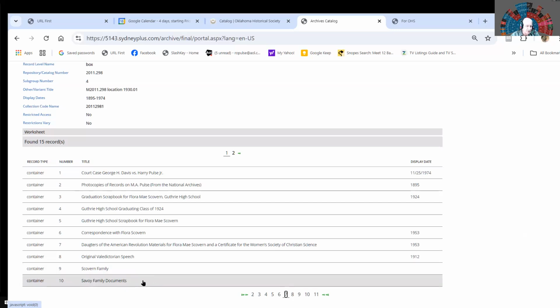Here's Savory family documents. Ernest Savory was my mother's second husband. He's also from Guthrie. Most of these documents are going to be for Clinton, Missouri, and the trailer lots that he owned up there. But some of them lead back to Logan County. He was born in Logan County, north of Guthrie, about 20 miles.